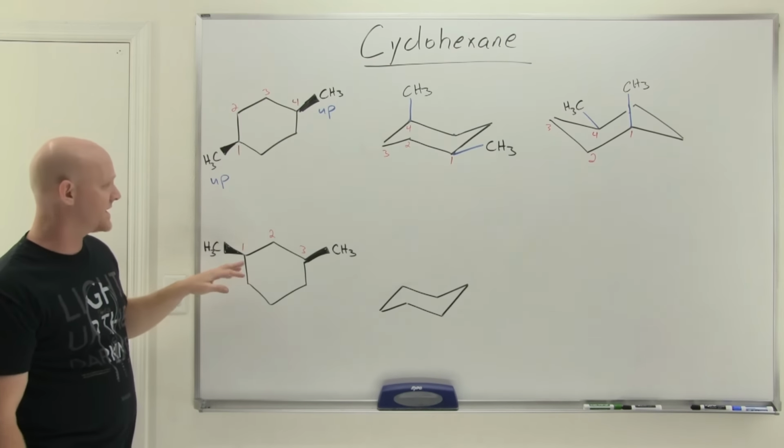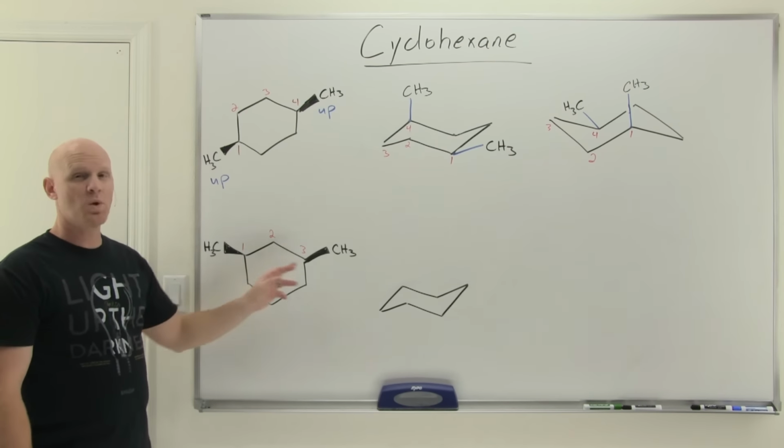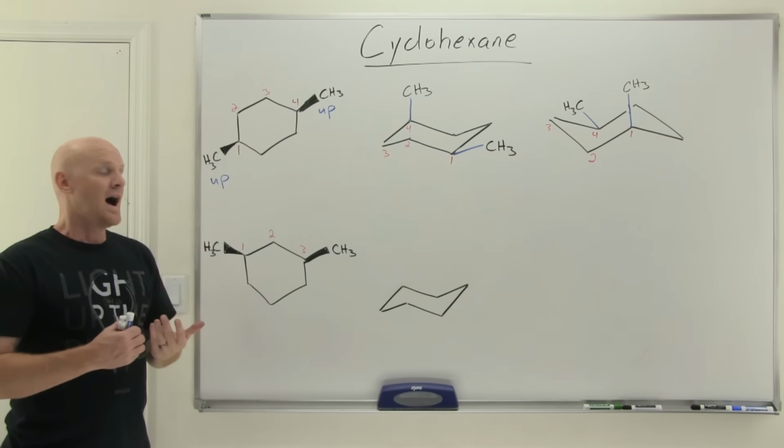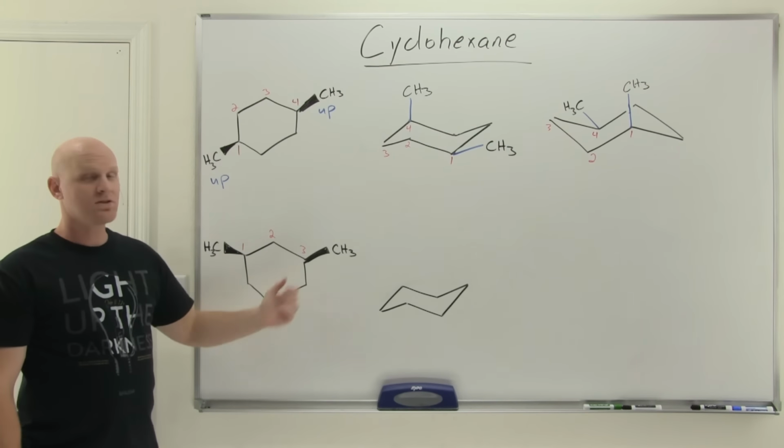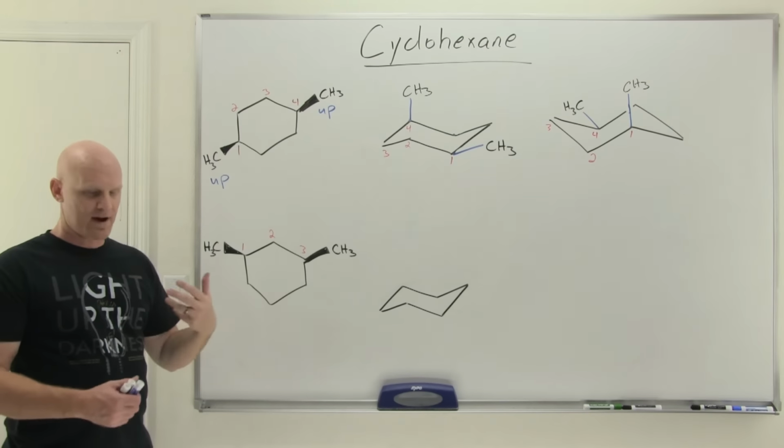Let's take a look at the next one here. So here, instead of a 1-4 relationship, it's a 1-3 relationship. And again, I want to choose one of these at the very least to be equatorial, my choice.